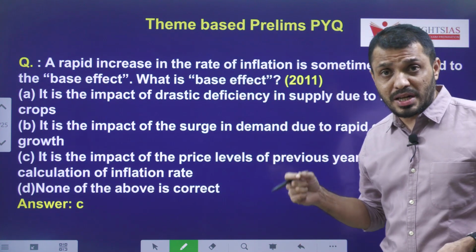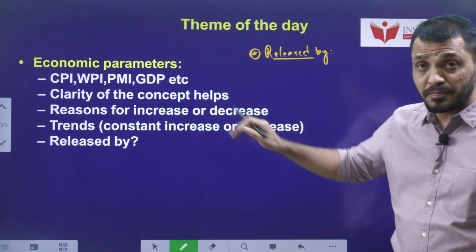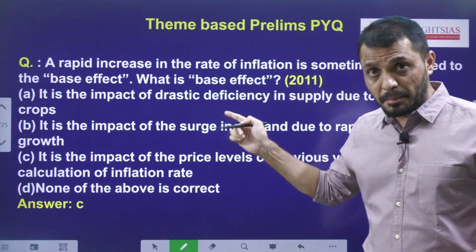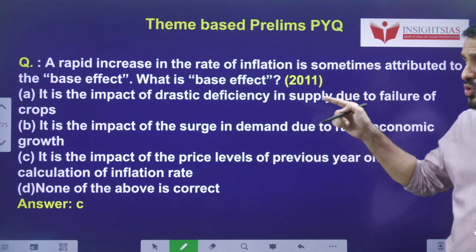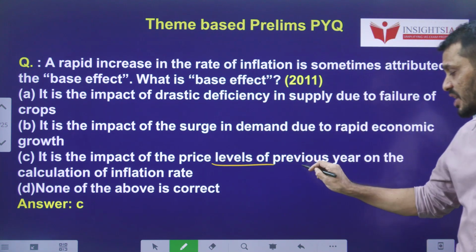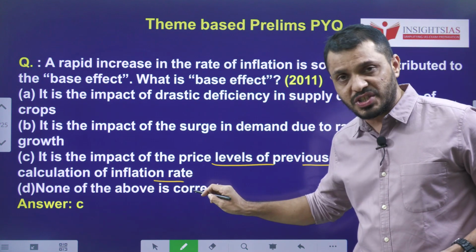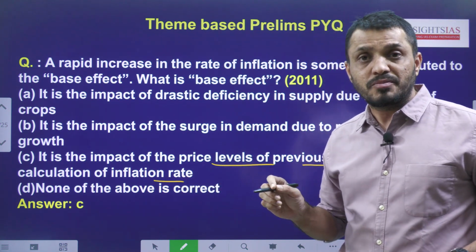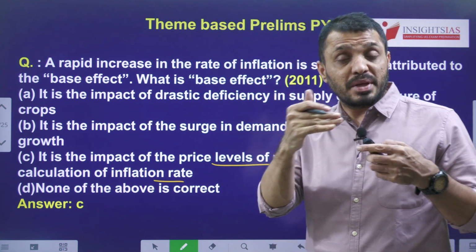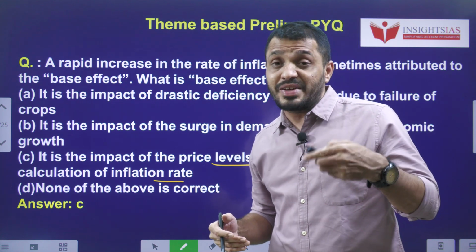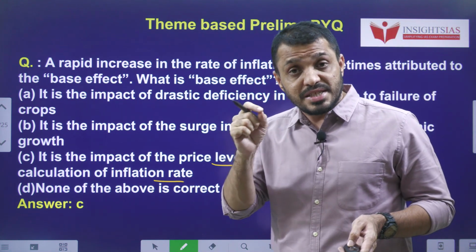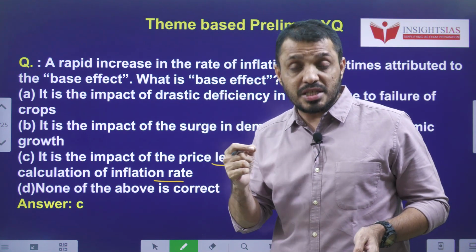Now let us see some model MCQs on this theme. A rapid increase in the rate of inflation is sometimes attributed to the base effect. What is the base effect? Here they are asking about the base effect. It is the impact of the price level of the previous year on the calculation of the inflation rate. Base effect means with which year you are comparing. If that previous year recorded very little growth, then even a marginal increase seems very substantial. This is known as the base effect.